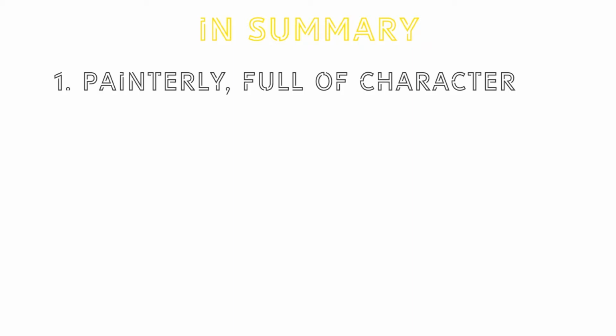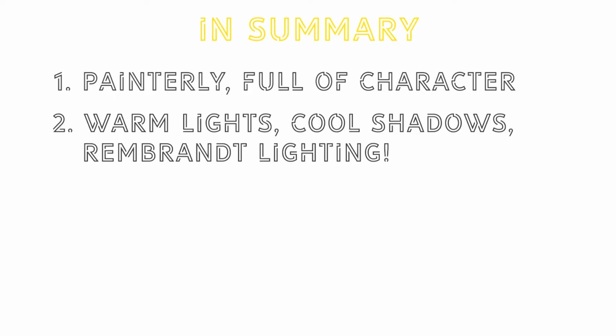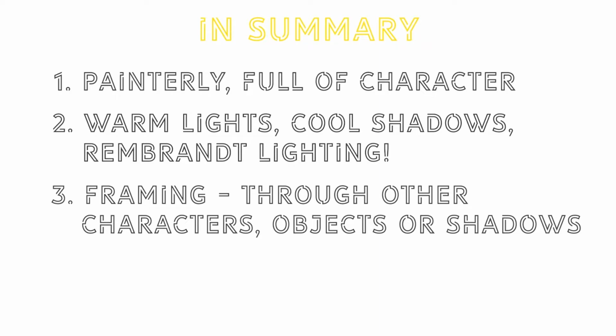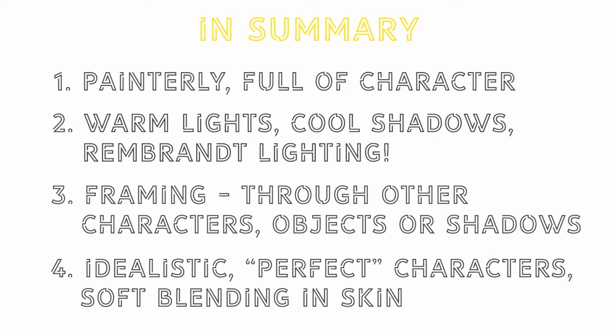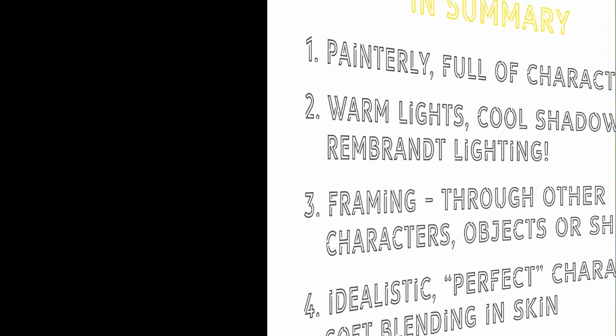So, to sum up the analysis portion of this video, here are the four major characteristics of popular Renaissance paintings. Painterly brushstrokes and a lot of character through the hand of the artist. Warm lighting and cool shadows, and possibly even dramatic Rembrandt lighting. The central element is usually framed by its surroundings, either through actual surrounding elements or through light and shadow. The characters themselves are very idealistic with perfect skin, but no specular highlights or harsh shadows on the face.